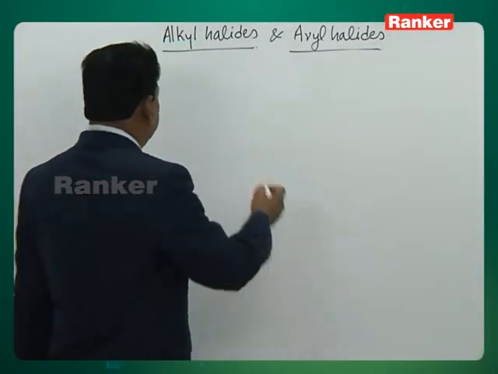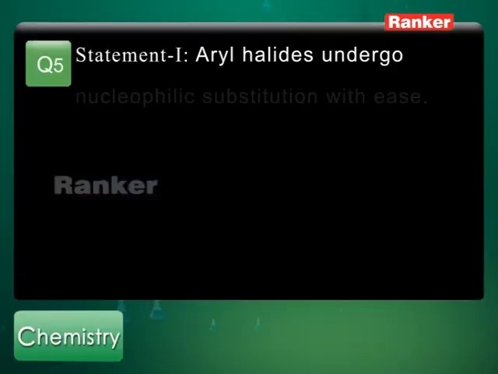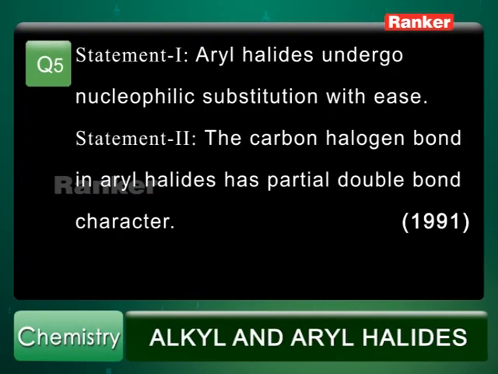So, let us go to the next question, that is the 5th question. Statement 1 says aryl halides undergo nucleophilic substitution easily, and statement 2 says the carbon halogen bond in aryl halides has partial double bond character.